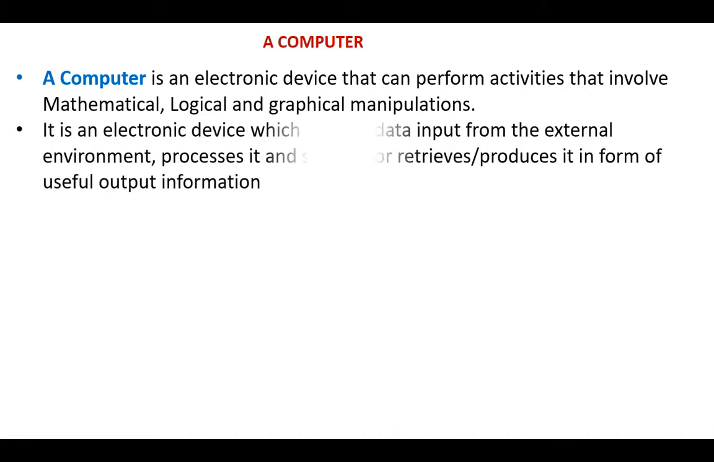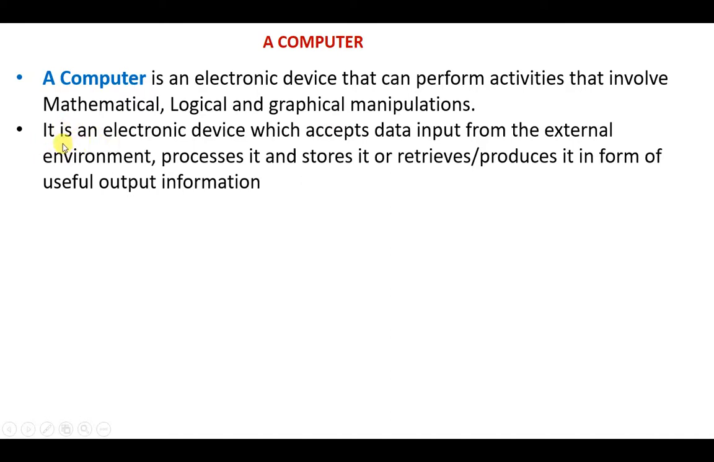So a computer can also be defined as an electronic device which accepts data input from the external environment, processes it, and stores it or retrieves it, meaning it produces it in the form of useful output information. The second point here is actually the main definition of a computer. At least this one describes what a computer is in a general way. The first one was too specific. It was just pointing out mathematical, logical, and graphical manipulations, but a computer can do much more than that. So it can do a lot of things. So this is the general definition for a computer.